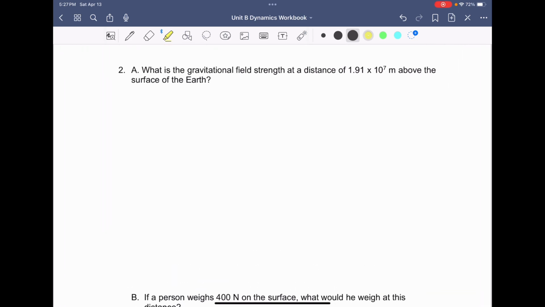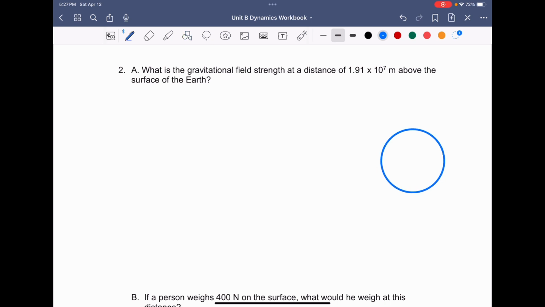Number 2 says, what is the gravitational field strength at a distance of 1.91 times 10 to the 7 meters above the surface of Earth? Right away, I would draw a picture of this one, because it's above Earth now, rather than just talking about the general planet. So what I'm going to do is draw the planet Earth like this. I'm just going to draw a circle right here, and make sure it's drawn a little bit more circular.